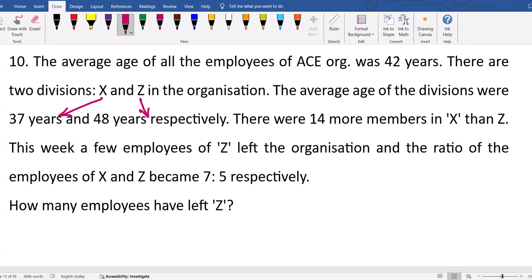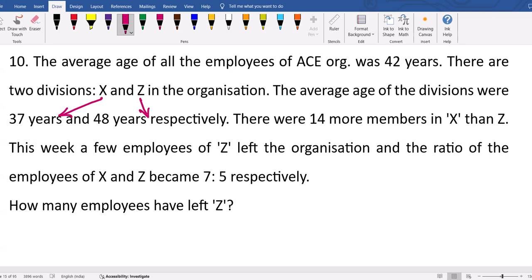This week a few employees of Z left the organization and the ratio of employees of X and Z became 7:5 respectively. Some people from Z left. Now, how many employees have left Z? Fine, so this is the question. Let's see.